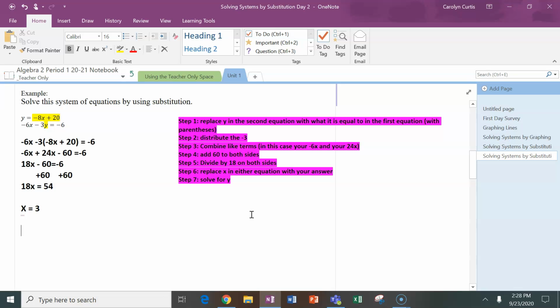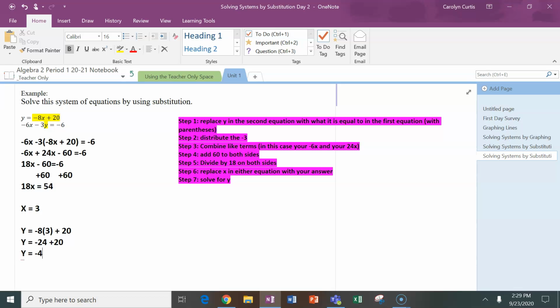So I'm going to plug in the top. I'm going to start with writing the top equation, y equals negative 8. We just learned that x is 3, so I'm going to go ahead and write 3, and then plus 20. So then step 7 says to solve for y. So y equals negative 8 times 3 is negative 24, and then plus 20. So y equals negative 24 plus 20, which is negative 4.